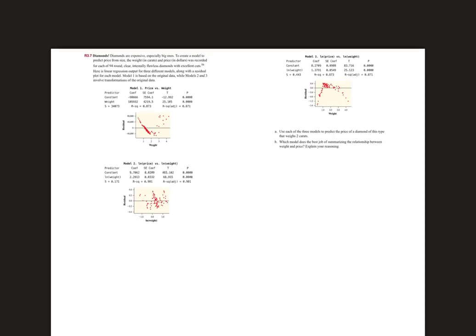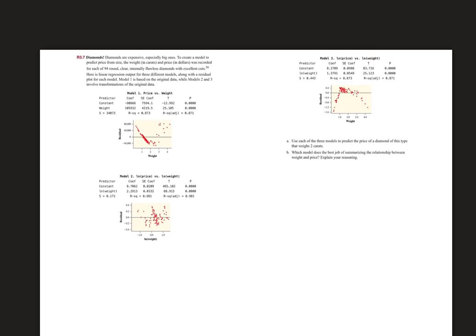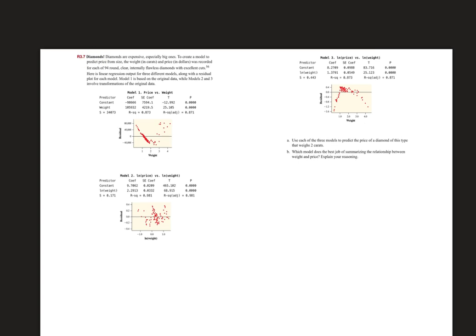Okay, this last one in the review. They talk about diamonds. Diamonds are expensive, especially big ones. To create a model to predict the price from size, the weight in carats and price in dollars was recorded for each of 94 round, clear, internally flawless diamonds with excellent cuts. Here's linear regression output for 3 different models along with a residual plot for each model.